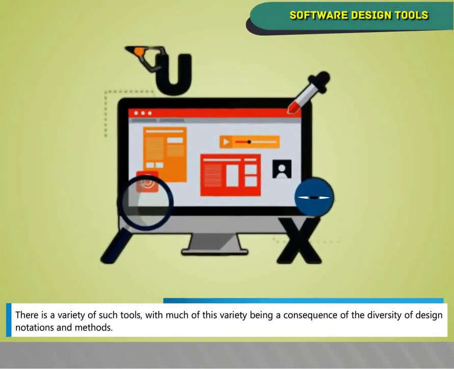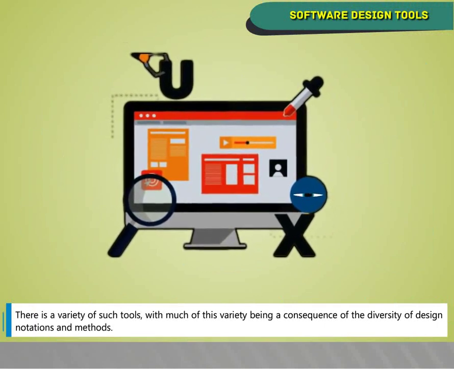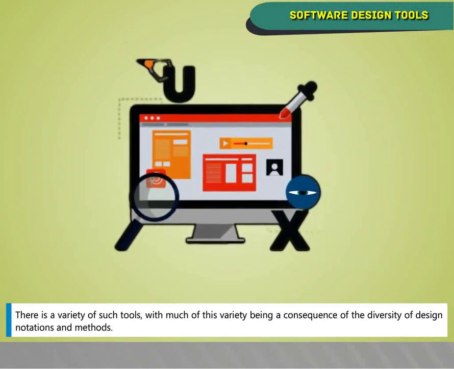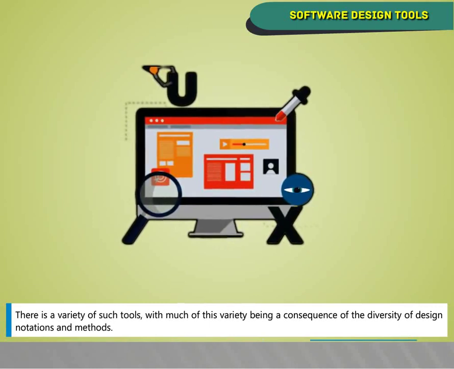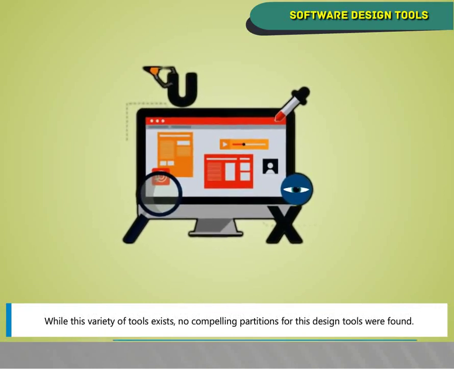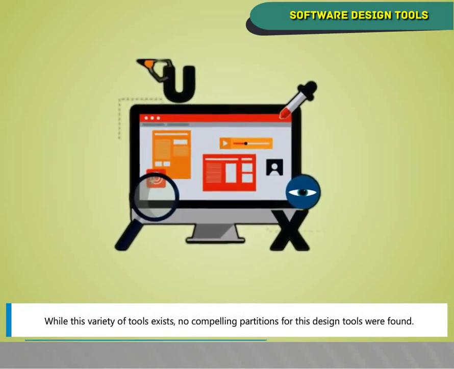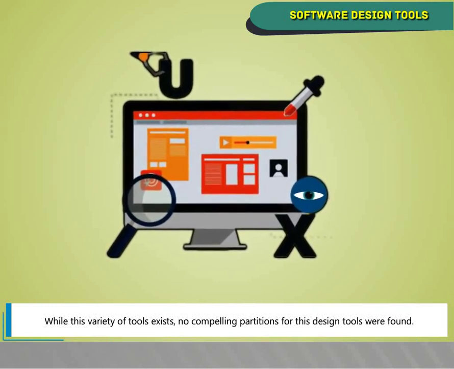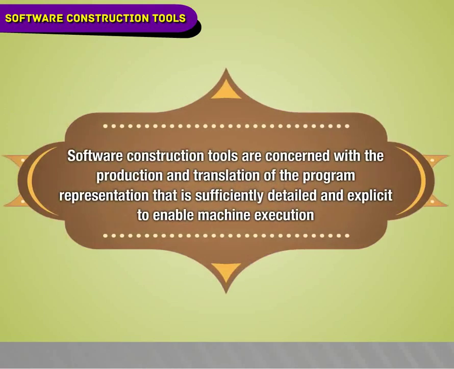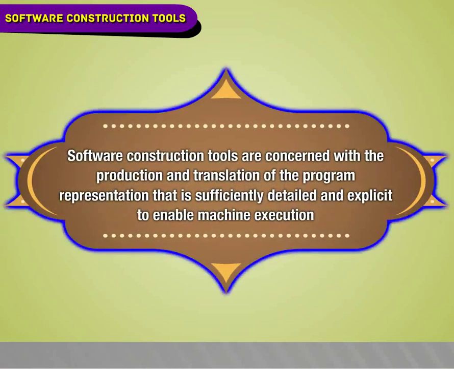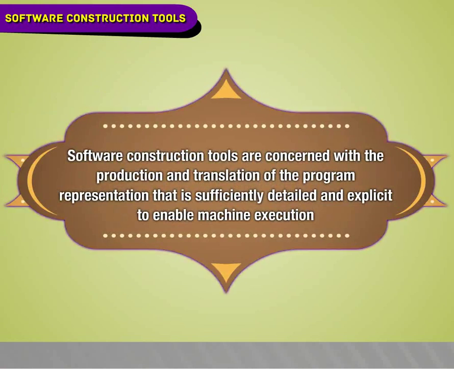Software design tools. There is a variety of such tools, with much of this variety being a consequence of the diversity of design notations and methods. While this variety of tools exists, no compelling partitions for these design tools were found. Software construction tools. Software construction tools are concerned with the production and translation of the program representation that is sufficiently detailed and explicit to enable machine execution.